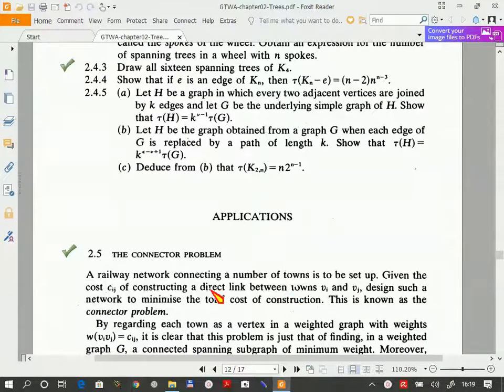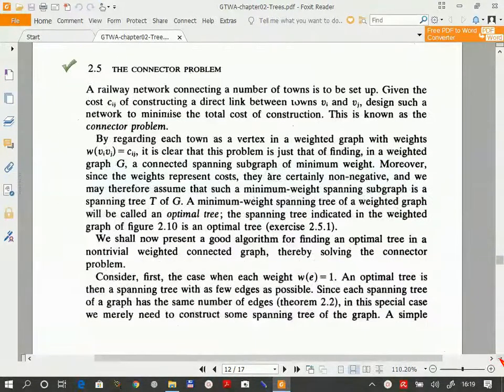The connector problem. You have a railway network connecting a number of towns to be set up, okay? And you want to have links, so you want that it's possible to reach every town from every other town, okay? With the minimum possible cost, okay? And so, surely, again, you will need a spanning tree.